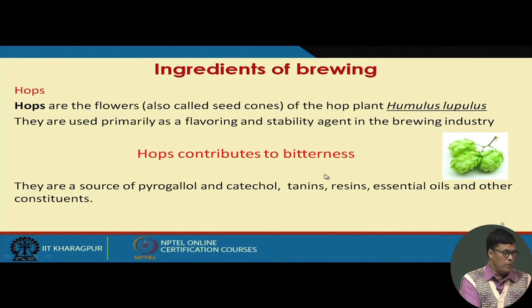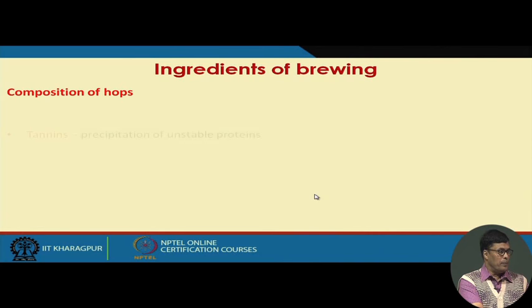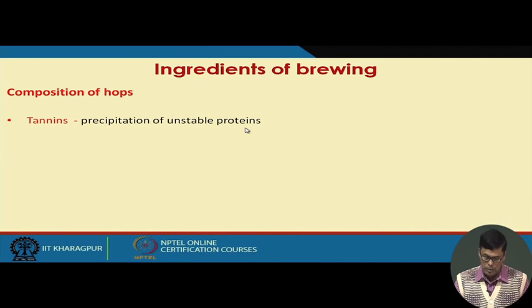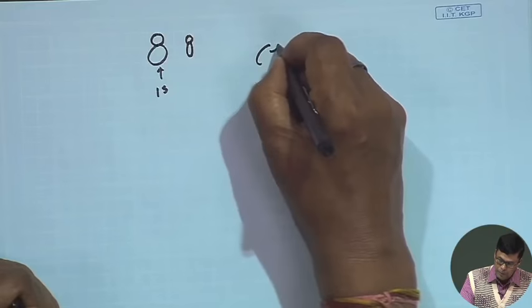Hops contribute to the beer. I can tell you that they mostly have three different ingredients: tannin, resin, and essential oils, which contribute different properties to the beer. As an example, the presence of tannin causes the precipitation of unstable protein. Because you know that in the brewing industry, one important factor is the chill-proof beer.